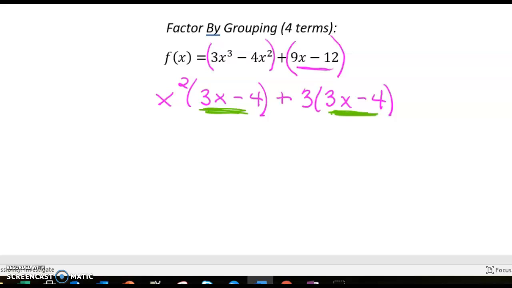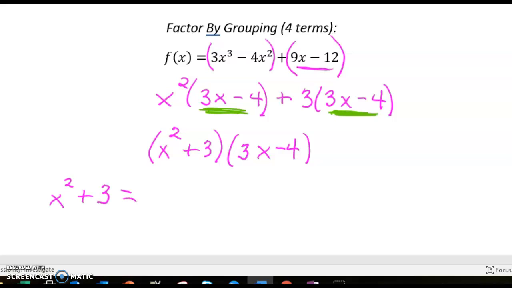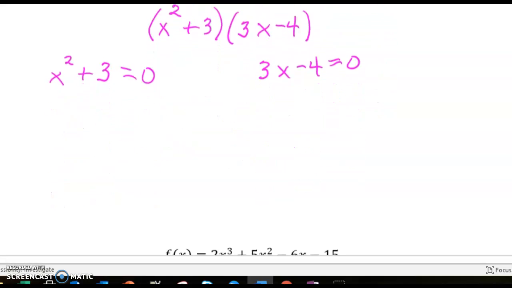Now to finish it off, we group our two GCFs together. So our GCFs were x squared plus 3 times the common binomial 3x minus 4. And we only write the 3x minus 4 one time, and we are done. Now to find the zeros, we set our factors equal to 0 and solve for x. x squared plus 3 equals 0, and 3x minus 4 equals 0. Now we'll solve for x.